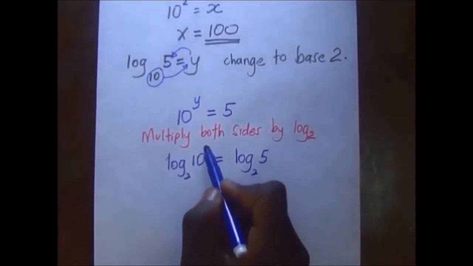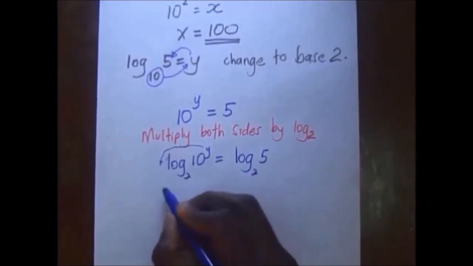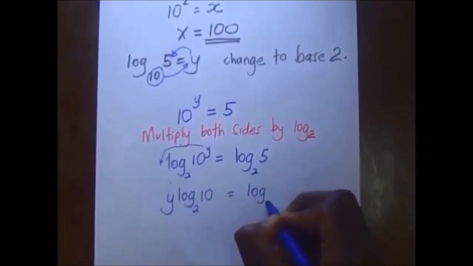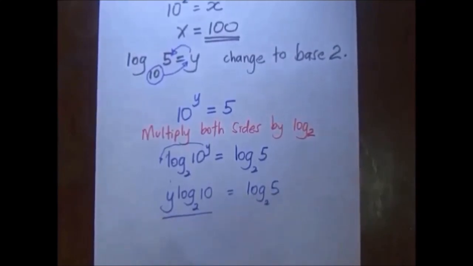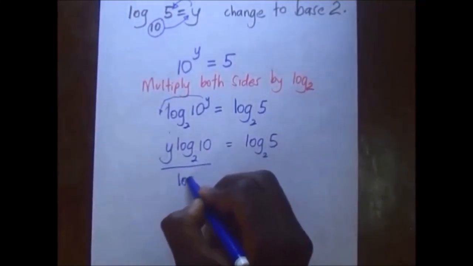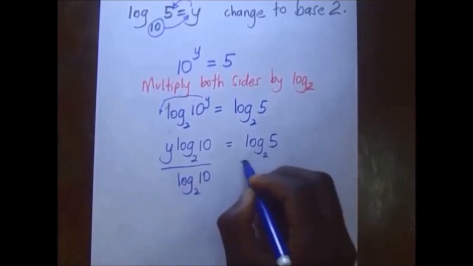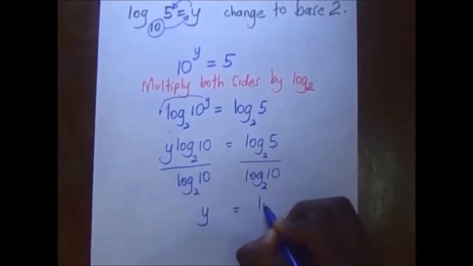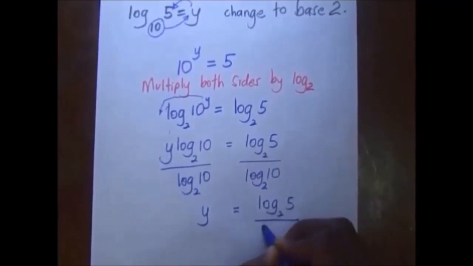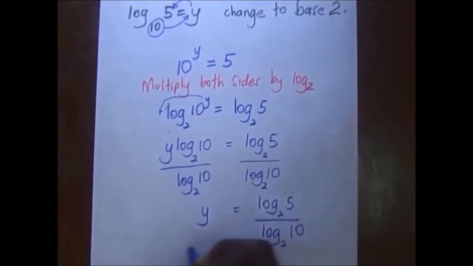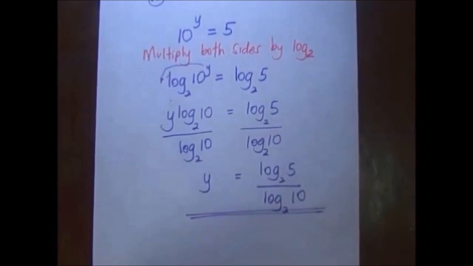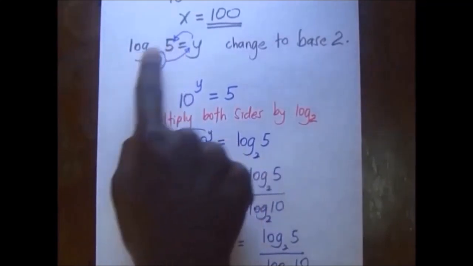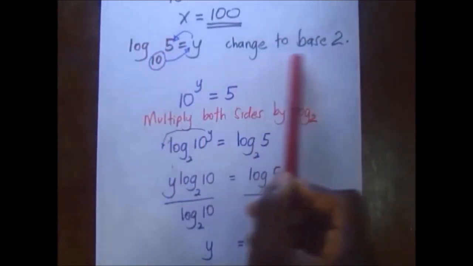So of course this y is going to come down from our laws. This is the same as saying y log base 2 of 10 is going to give us log base 2 of 5. When we divide both sides by log base 2 of 10, we shall end up with y giving us log base 2 of 5 over log base 2 of 10. So there we have changed that logarithm. Log of 5 base 10 has been changed to base 2.